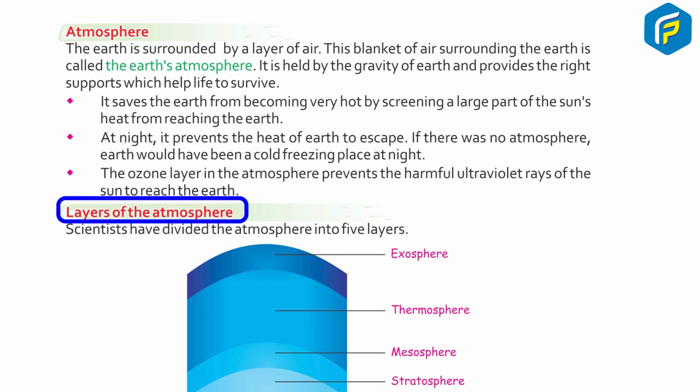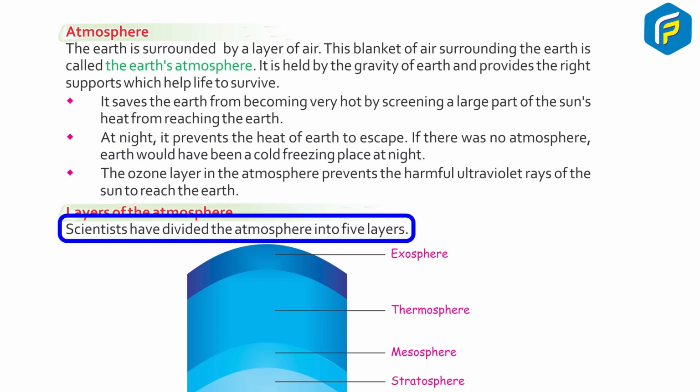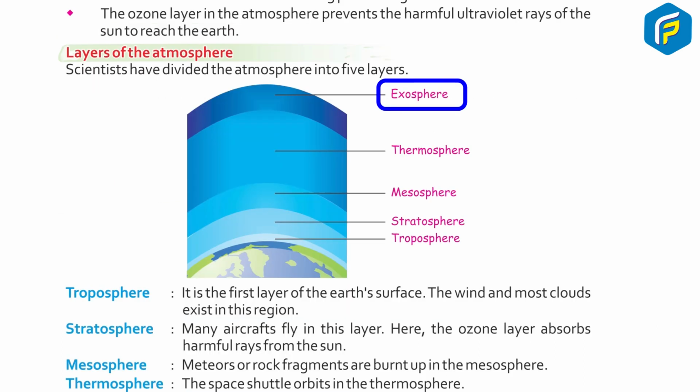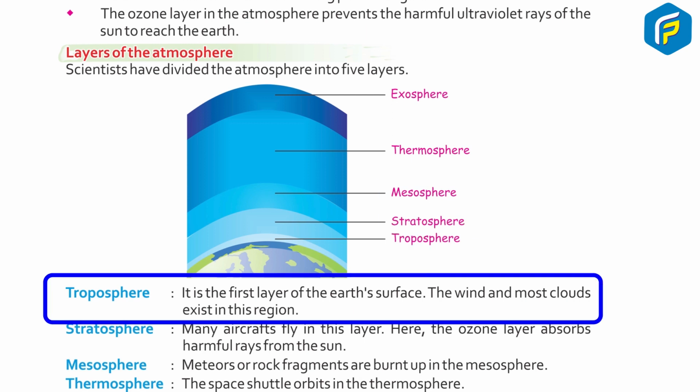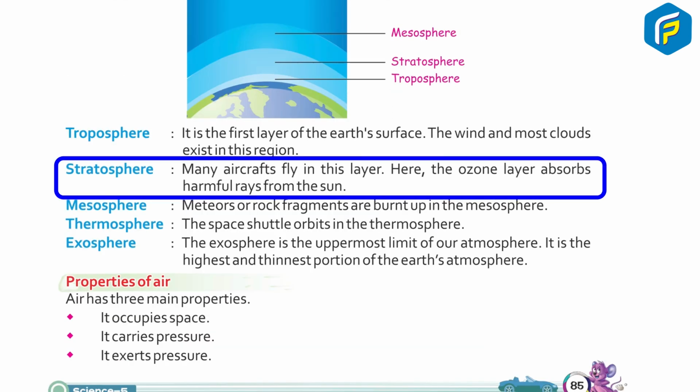Layers of the atmosphere. Scientists have divided this atmosphere into 5 layers: exosphere, thermosphere, mesosphere, stratosphere, troposphere. Troposphere. It is the first layer above the Earth's surface. The wind and most clouds exist in this region. Stratosphere. Many aircraft fly in this layer. Here the ozone layer absorbs harmful rays from the sun.